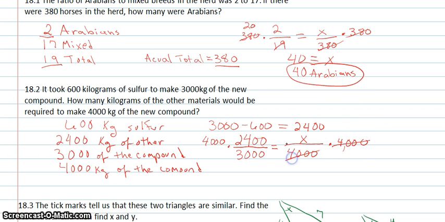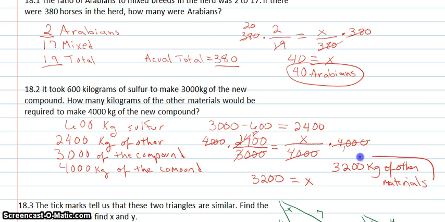So here these will cancel, and then I can cross out some of those zeros to make it a little bit easier, and then I can simplify here. 24 divided by 3 is 8, so it's 800. So 800 times 4 is 3,200 equal to x. So that would be 3,200 kilograms of the other materials to make that 4,000 kilograms of the new compound.